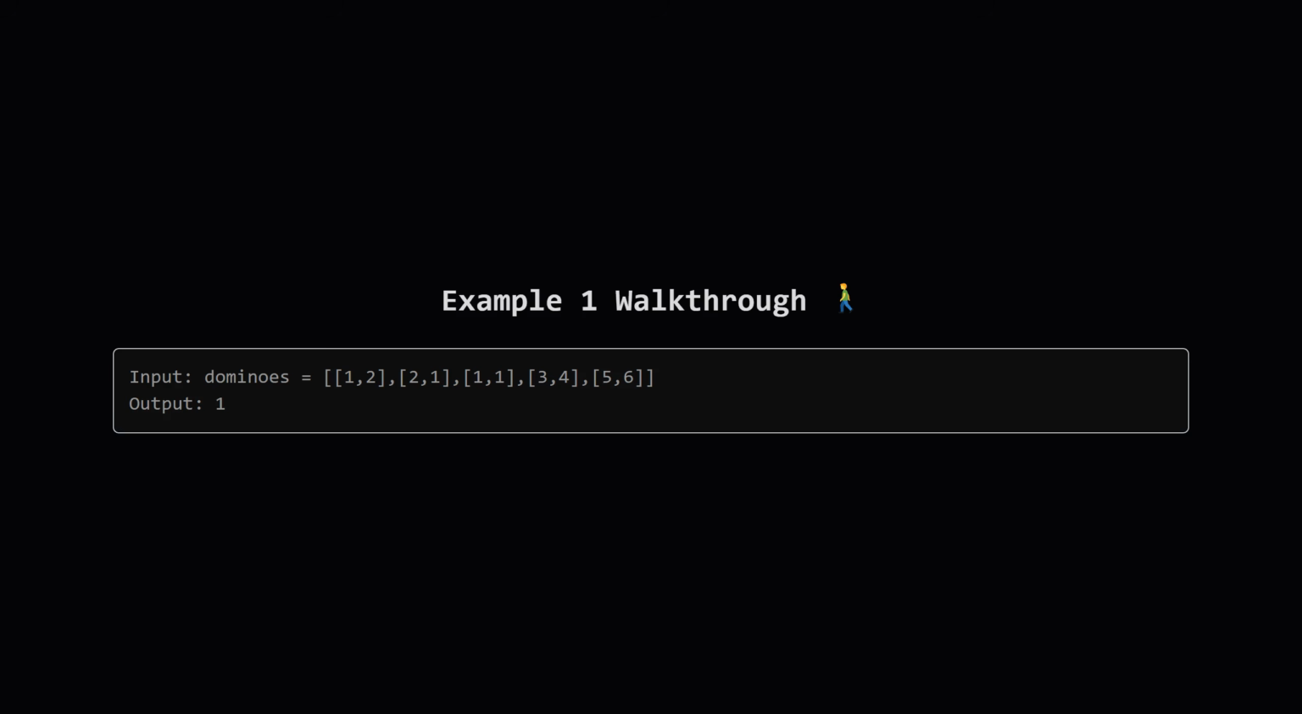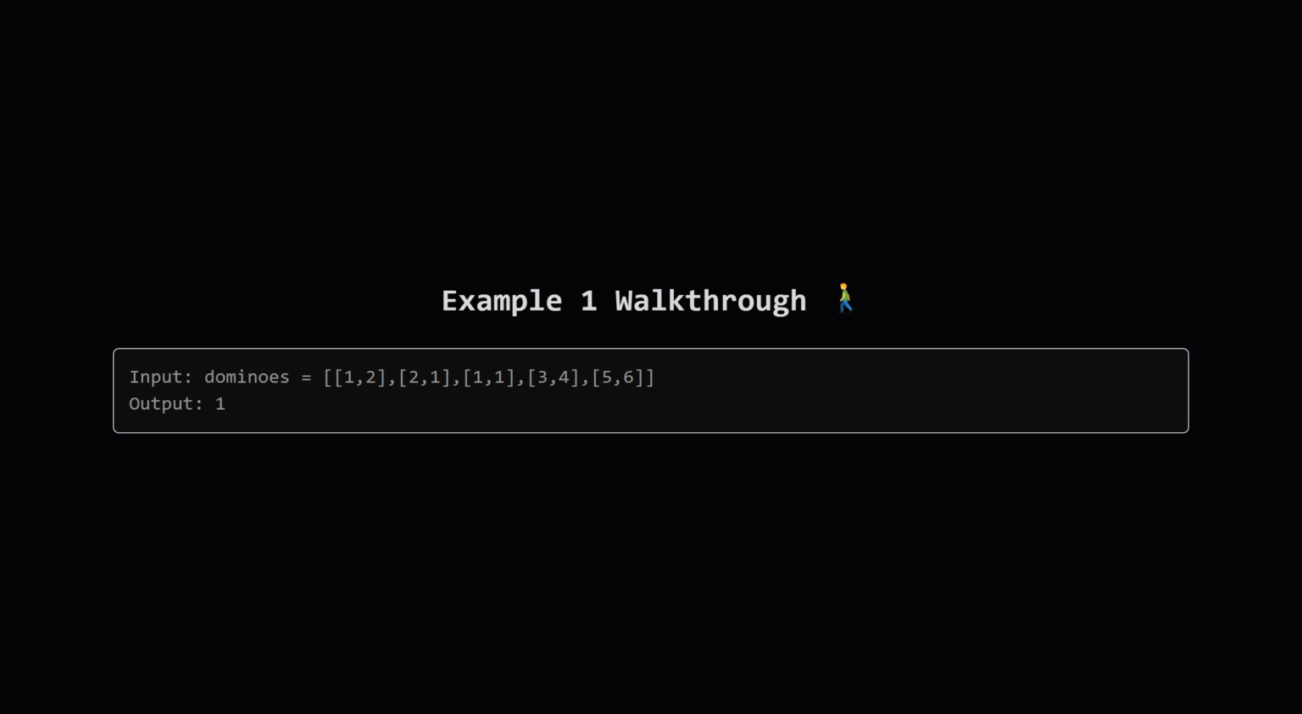Let's walk through the first example. We have the list 1, 2, 2, 1, 1, 1, 3, 4, 5, 6. Okay. Let's look for equivalent pairs. The first domino is 1, 2. Is there another one like it? Yes. The second domino is 2, 1. Since the order doesn't matter, 1, 2 and 2, 1 are equivalent. That's one pair. Now let's check the others.